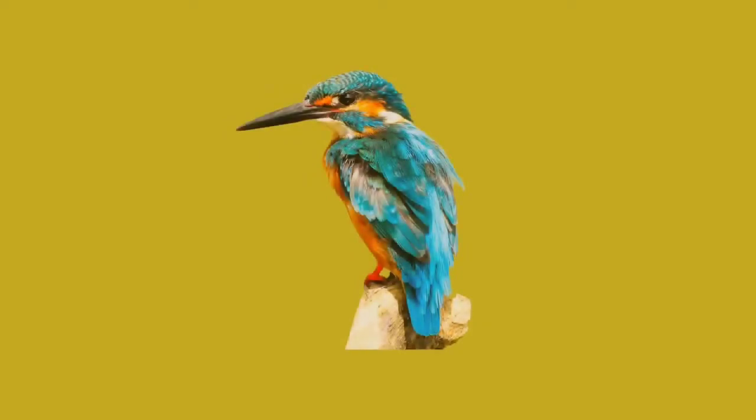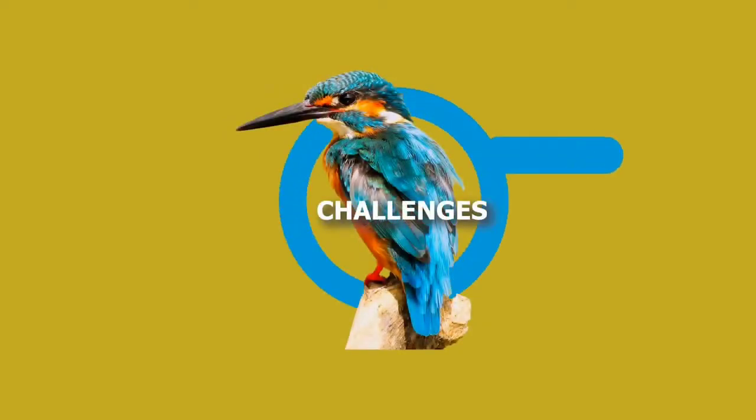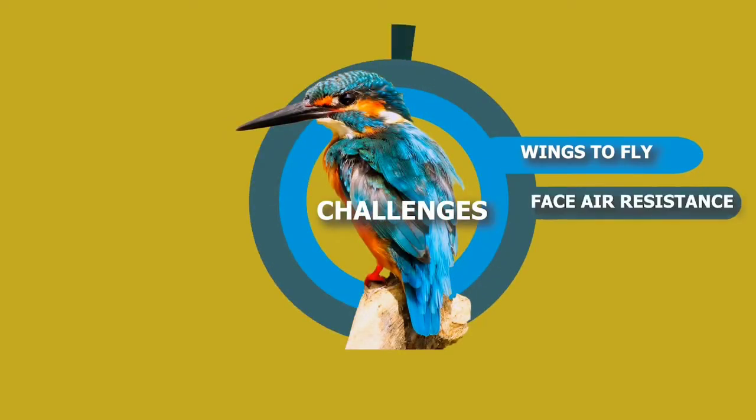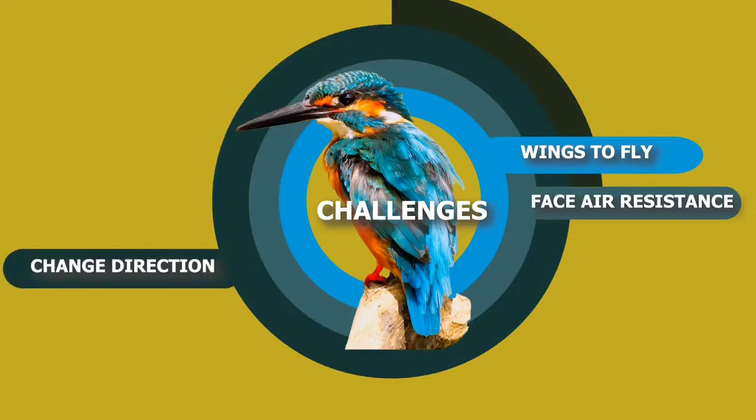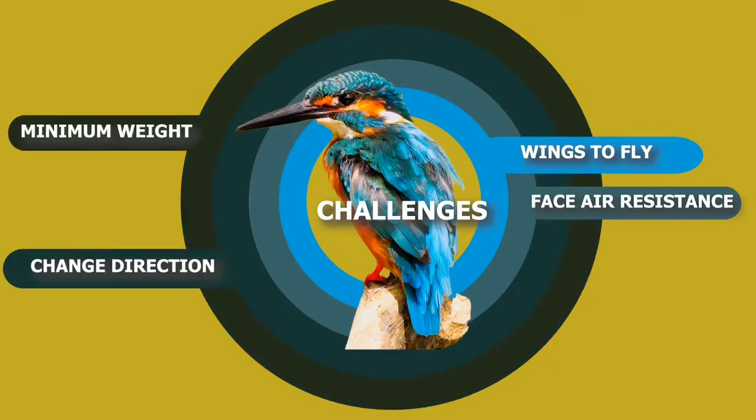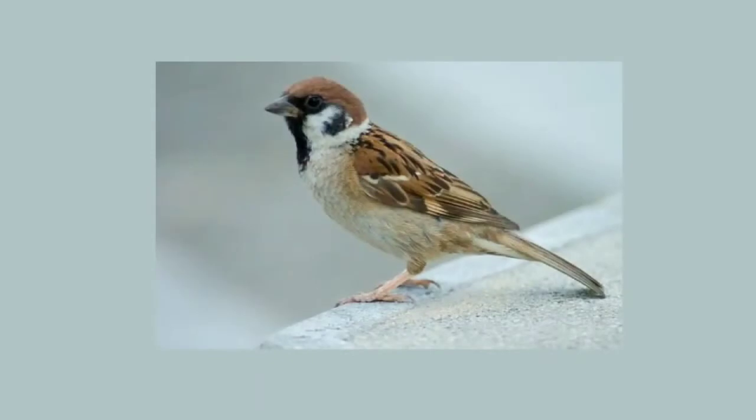Flying brings the following challenges and requirements for an organism. An organism should have wings. The organism's body should be strong to face air resistance. The organism should be able to change direction easily while flying at high speed. And the organism should have minimum possible weight. Let's see how birds overcome these challenges and fulfill the requirements of flying.